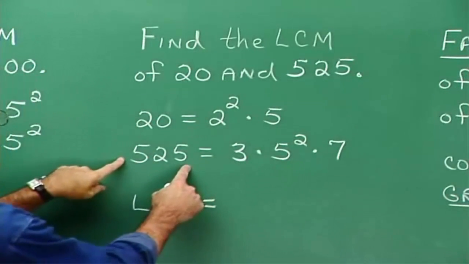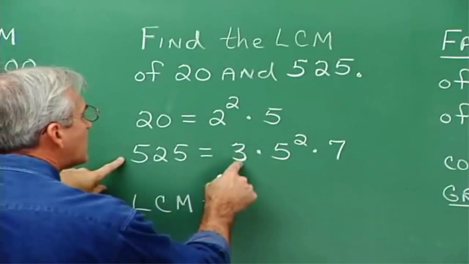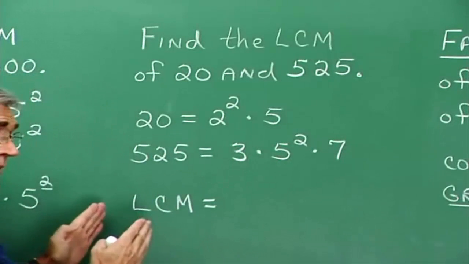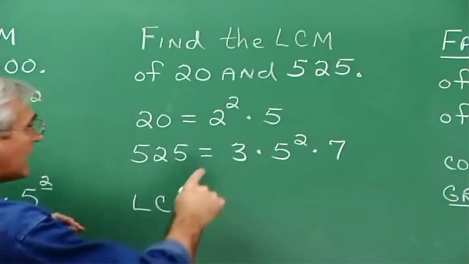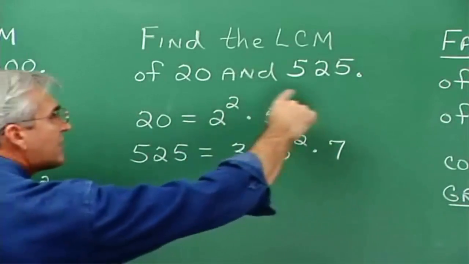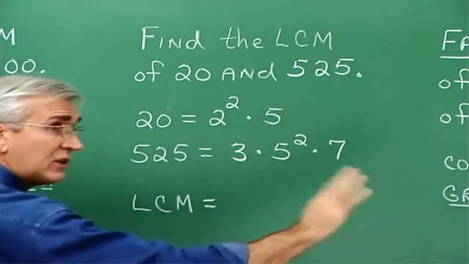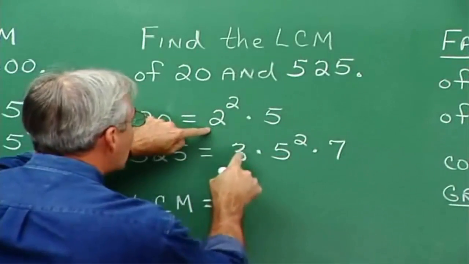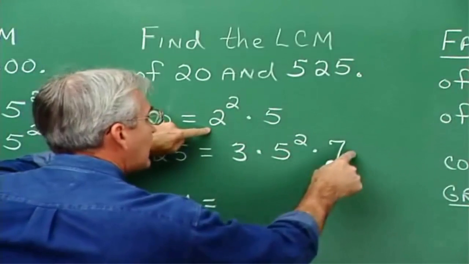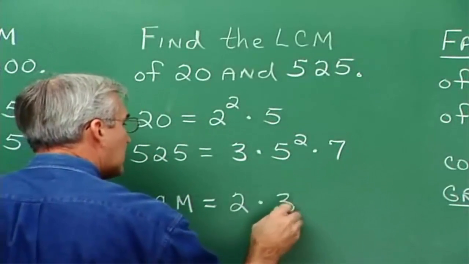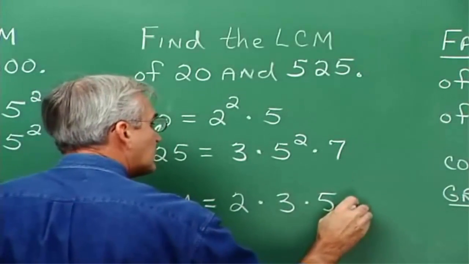The prime factorization of 525 is 3 times 5 squared times 7. Now, when we identify the least common multiple, the first thing we want to do is identify all of the different factors that we see in the two prime factorizations. You see, the different factors are 2, 3, 5 is shared, and also 7. So we have 2, 3, 5, 7.